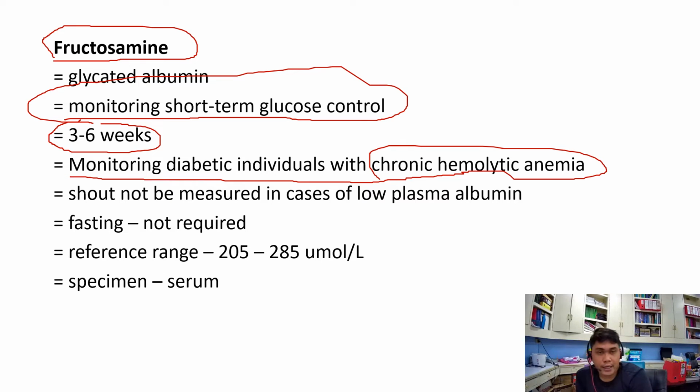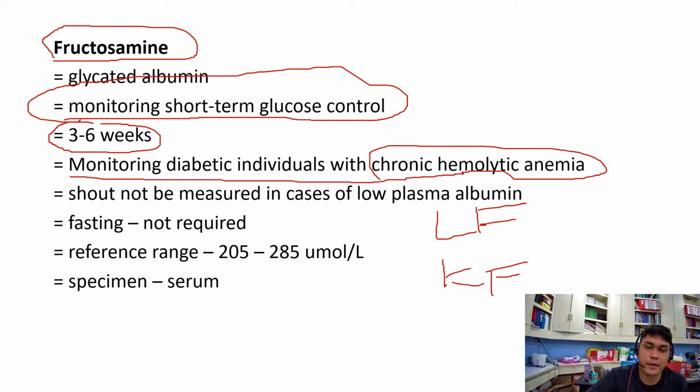Okay, and regarding fructosamine, it should not be measured in cases of low plasma albumin. So instances or diseases with low plasma albumin are liver failure and kidney failure. So for liver failure, you have decreased albumin due to decreased production.